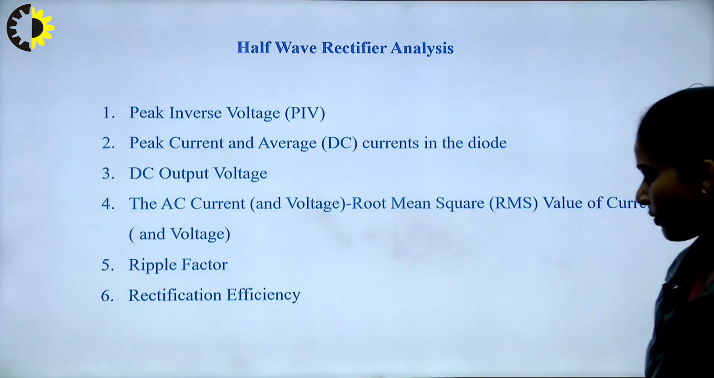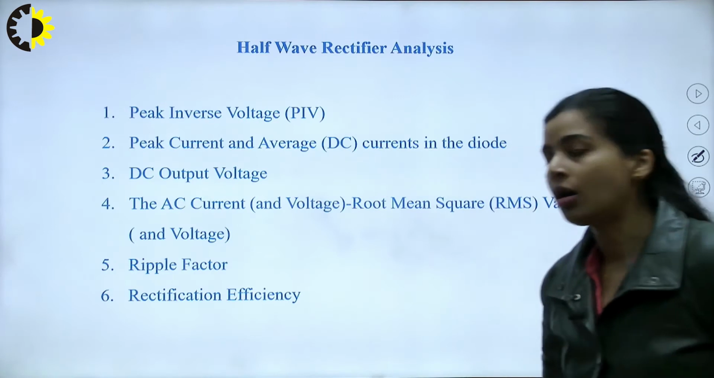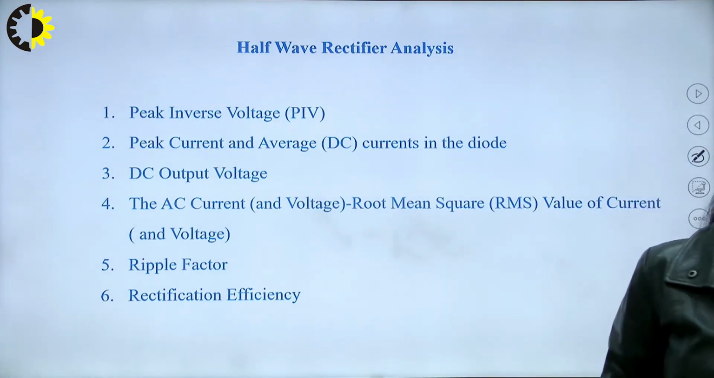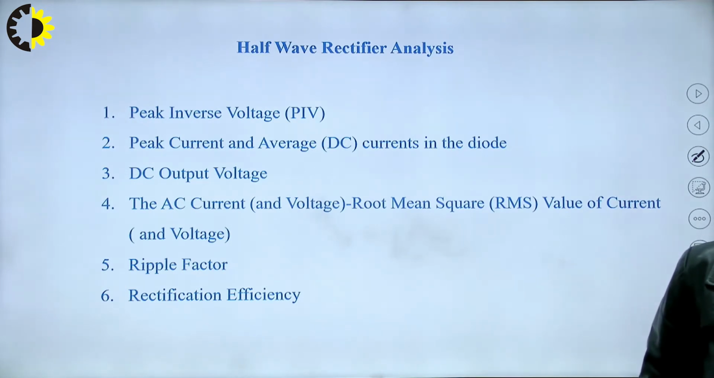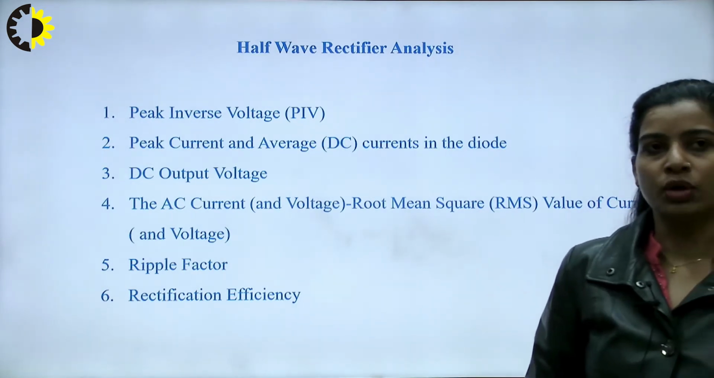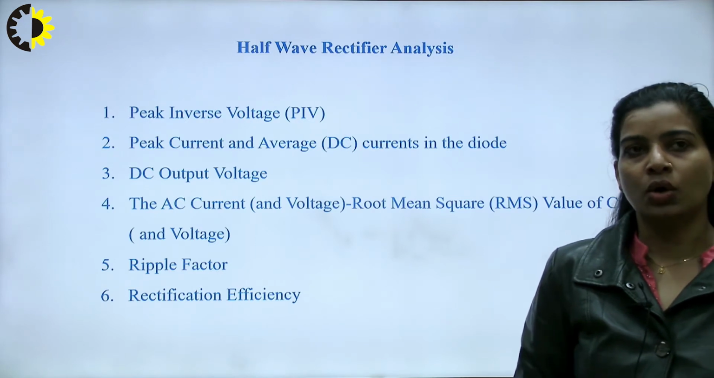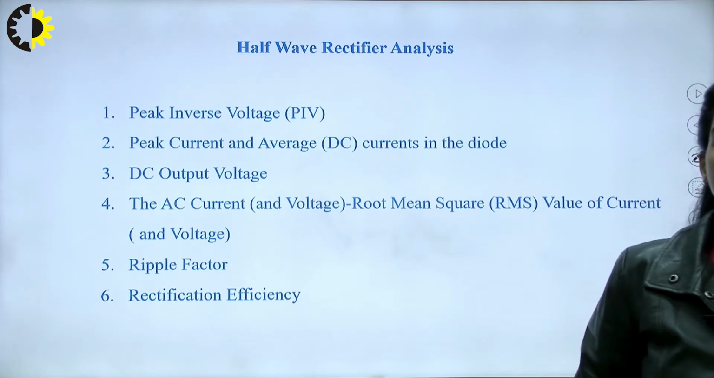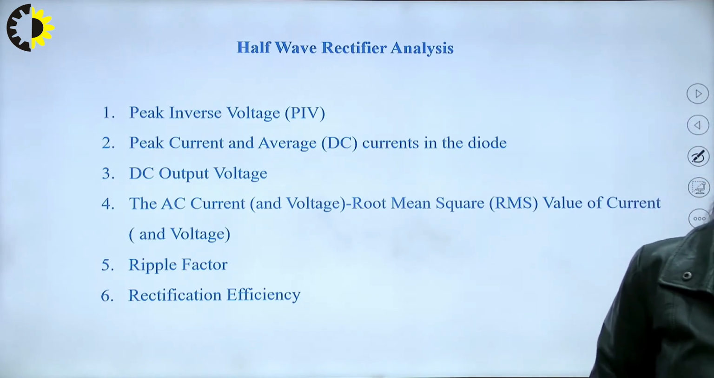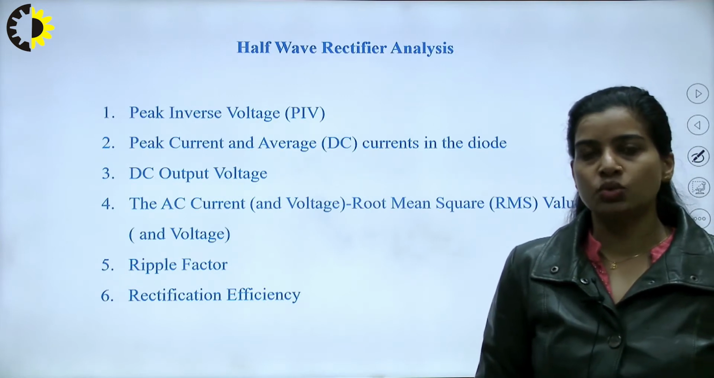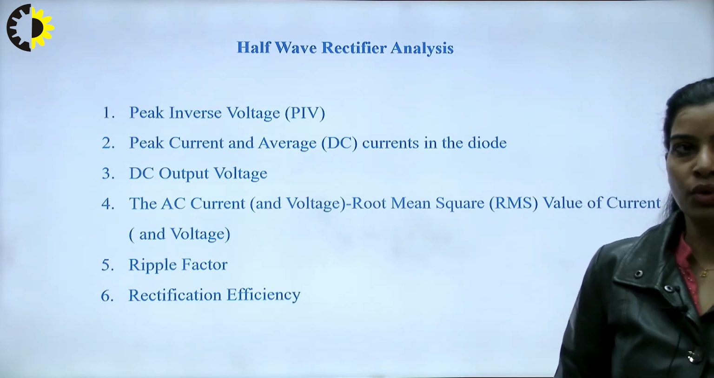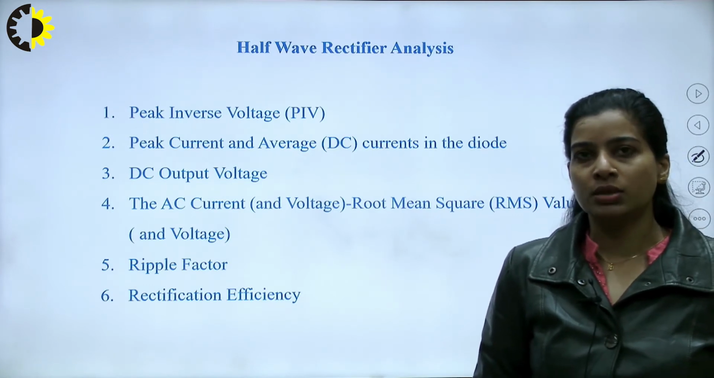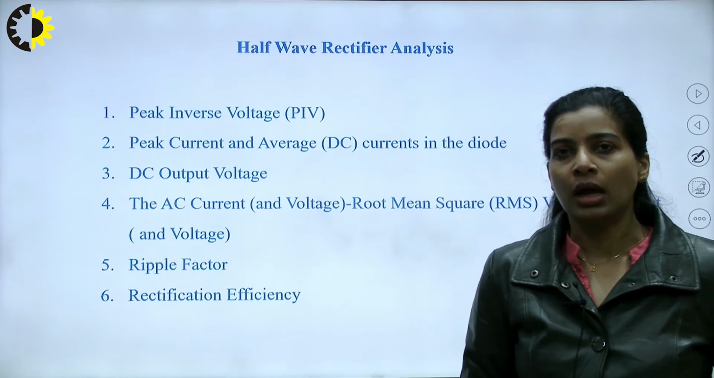So the different parameters of the half wave rectifier are peak inverse voltage, peak current or the average DC current of the diode, DC output voltage, and AC current or AC voltage, which we define in terms of the root mean square value of the current and the root mean square value of the voltage. Then we will see what is ripple factor and rectification efficiency of a half wave rectifier.